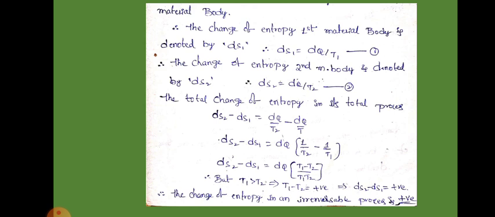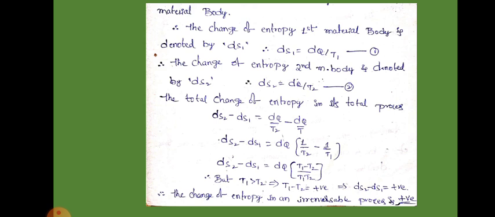The change of entropy of the first material body is denoted by dS1, that is dS1 is equal to dQ by T1. This is equation number 1. The change of entropy of the second material body is denoted by dS2, that is dS2 is equal to dQ by T2. This is equation number 2. So the total change of entropy in this process, that is dS2 minus dS1, is equal to dQ by T2 minus dQ by T1.